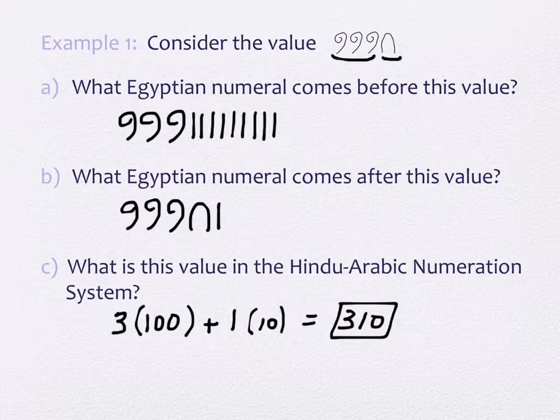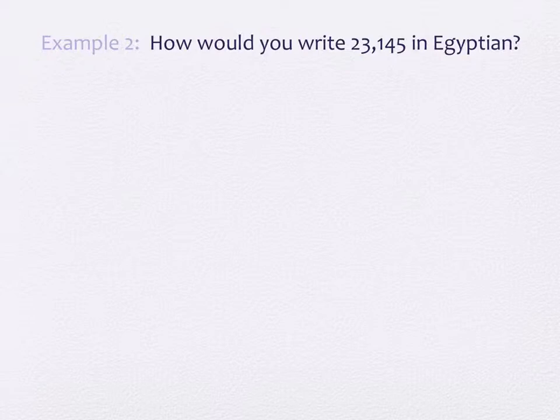All right, we're going to do one more about Egyptians before we leave them. We have the value 23,145. Do you have that one in your notes? Is that one on the next page, maybe? Okay, great. And what we're going to do is write that numeral, that's our numeral, in their system. Okay?